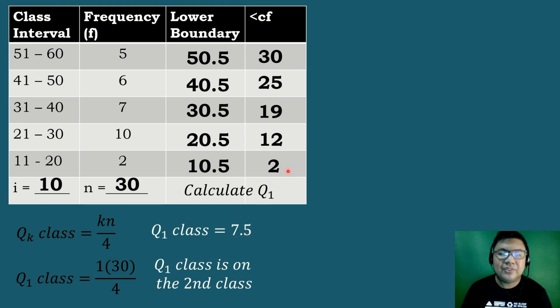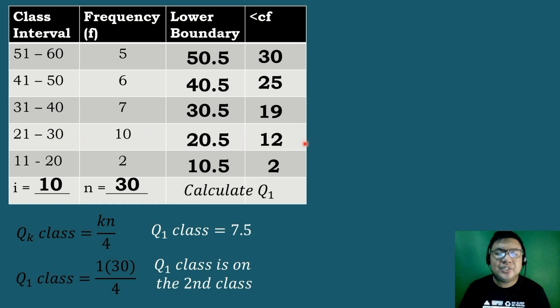So the less than cumulative frequency must be greater than or equal to 7.5. We will start with the first class. The less than cumulative frequency of our first class is equal to 2. Therefore, this is not our quartile sub 1 class because it is less than 7.5. So on our second class, 12 is now greater than or equal to 7.5. Therefore, quartile sub 1 class is on the second class. So this is our quartile sub 1 class.